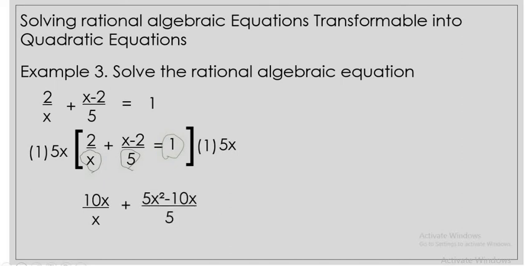Then 5x times x is 5x squared. And 5x times negative 2 is negative 10x, and copy the denominator 5. So 1 times 5x is 5x. Then let us simplify. 10x divided by x is 10. 5x squared divided by 5 is x squared. And negative 10x divided by 5 is negative 2x. So your equation will become 10 plus x squared minus 2x is equal to 5x.